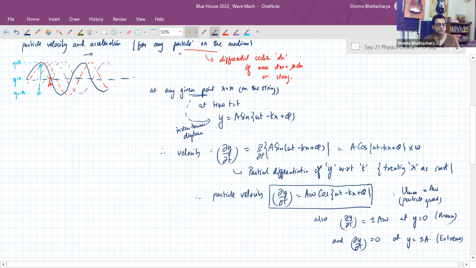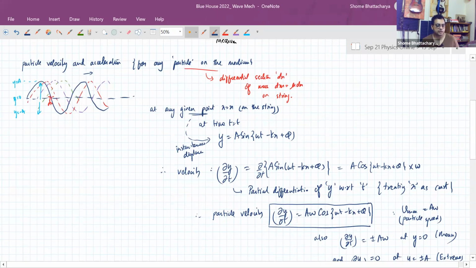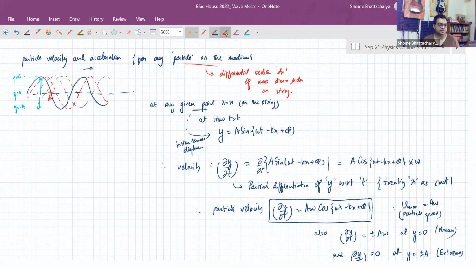So that is about particle velocity, and similarly we'll do another partial differentiation of this velocity with respect to time, which will give us the particle acceleration, and that particle acceleration will again reflect the property that it's an SHM. So anyhow, just note down this part first, particle velocity. We'll discuss particle acceleration next.